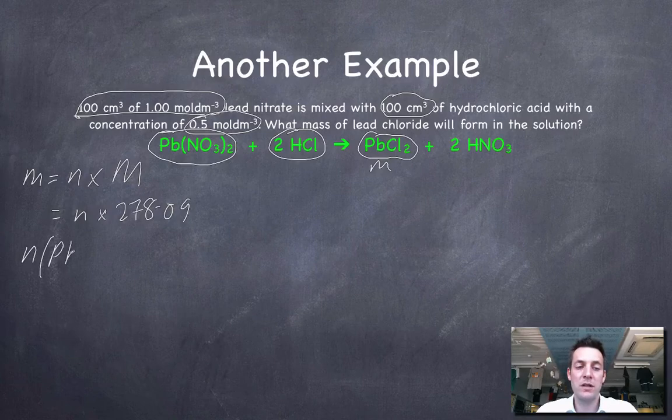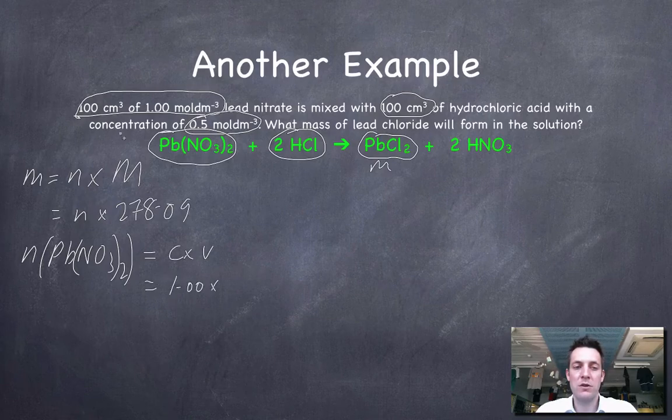The number of moles of lead nitrate. What am I told about the lead nitrate? Well, I know its concentration and its volume, so the number of moles is C times V, which equals the concentration 1.00, times the volume, which is 100 centimeters cubed, or 0.100 dm cubed, which is equal to 0.100 moles. So I've got 0.100 moles of lead nitrate.